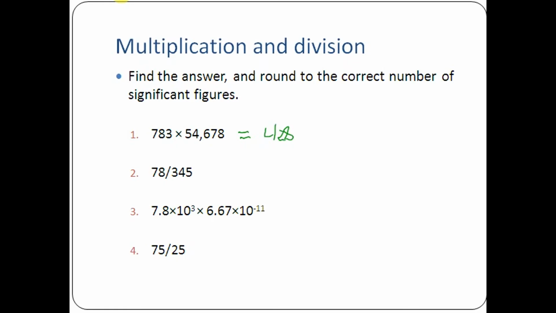428, my bad, 428,12874. So what is that going to end up being? That's going to be 42,812,874. Okay, so to figure this out, we have to look at the number of significant figures. 783 has how many? 3. 54,678 has 5. Which one is going to be the smallest number? 3 is. So we're going to round this to the third place. 1, 2, 3.